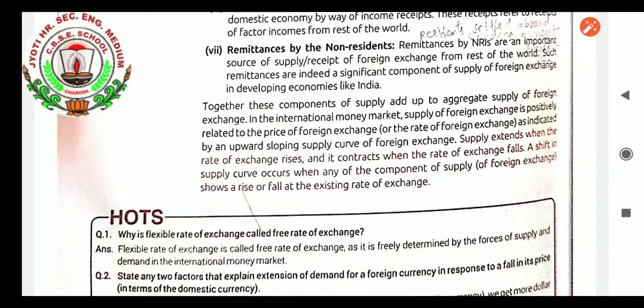In the international money market, supply of foreign exchange is positively related to the price or the rate of foreign exchange, as indicated by an upward sloping supply curve of foreign exchange. Supply extends when the rate of exchange rises and it contracts when the rate of exchange falls. A shift in the supply curve occurs when any of the components of supply of foreign exchange shows a rise or fall at the existing rate of exchange.